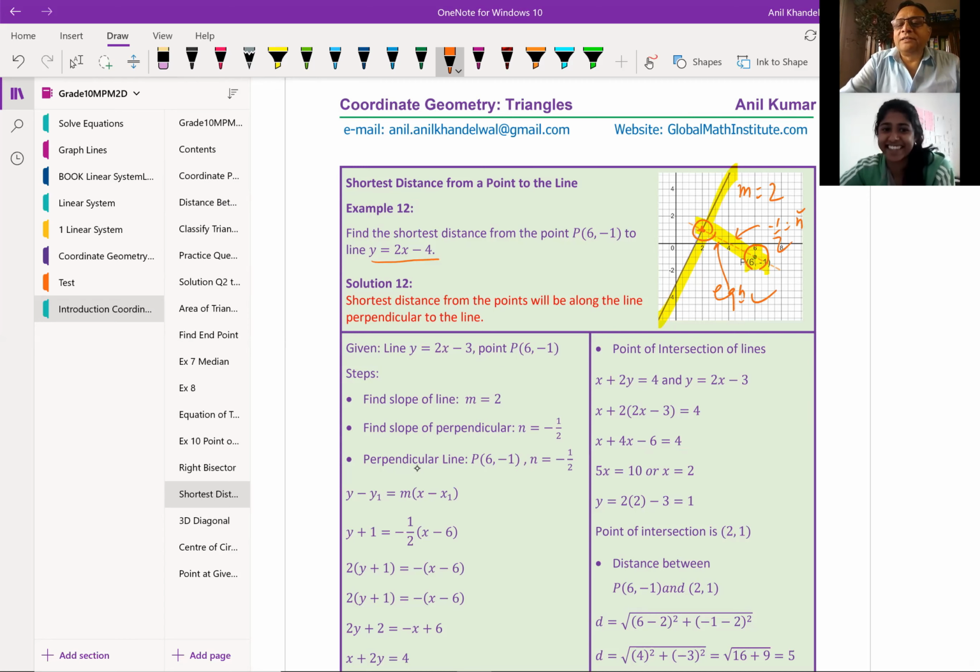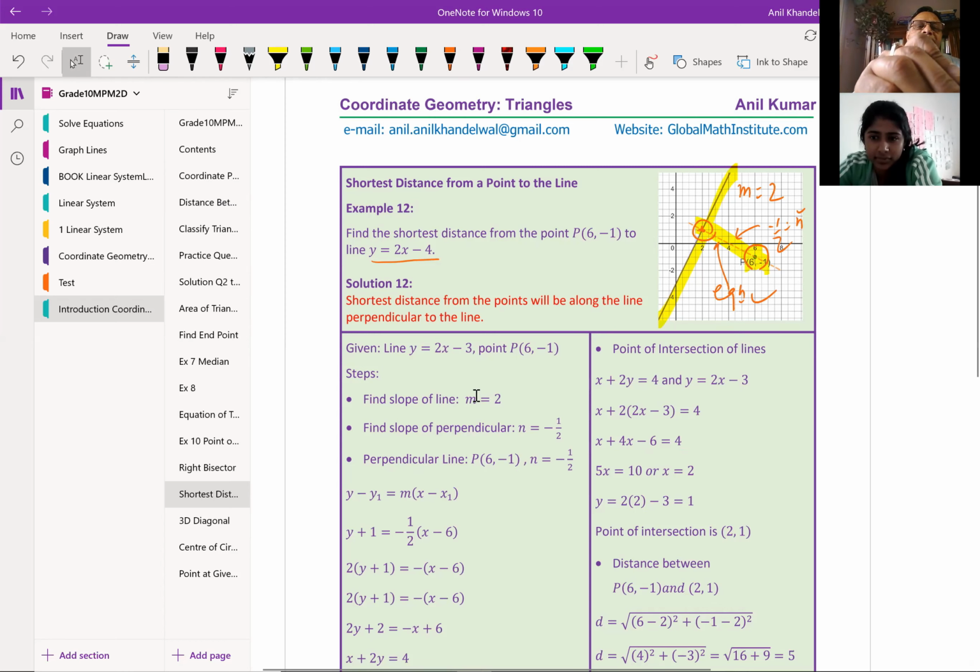Once you find the point of intersection, then use the distance formula to find the distance. Clear? It involves a lot of steps, right? A lot of calculations. So you have to be careful in calculation, but otherwise, these are the steps involved. So I hope you understood the method. It's a very interesting review to get ready for circles, right? So the shortest distance of a point will be along the line perpendicular to the line.